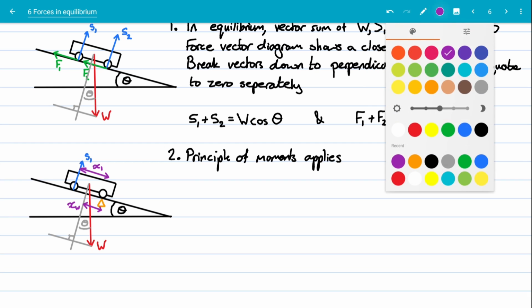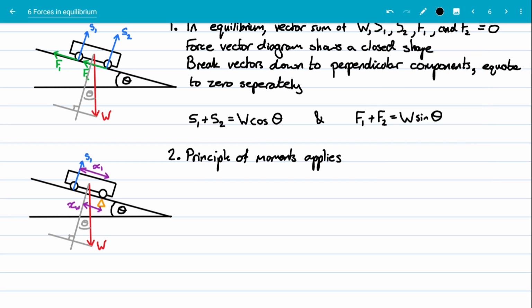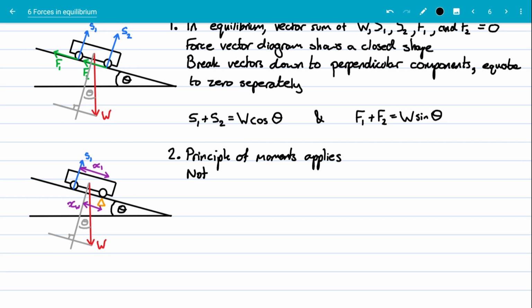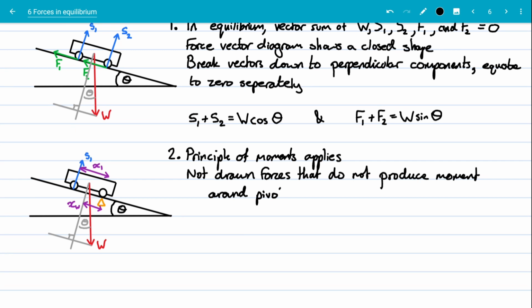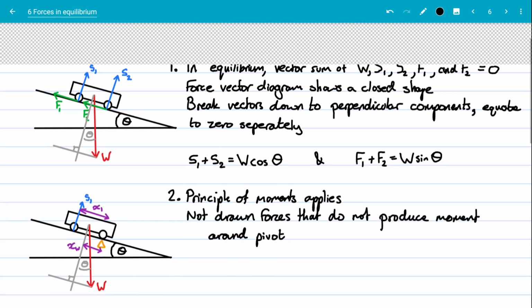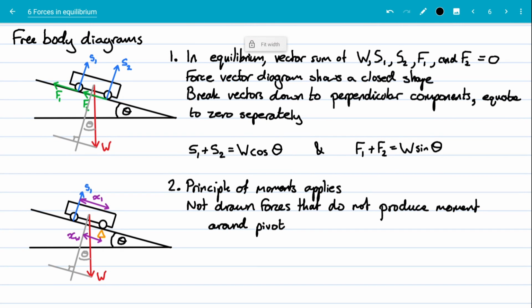So if the principle of moments applies, what have we done here? We have not drawn forces that do not produce moment around the pivot, or the fulcrum, as it's sometimes called. So you can see the two diagrams are the same. They're the same diagram. But S2 doesn't matter. F1 and F2 don't matter.